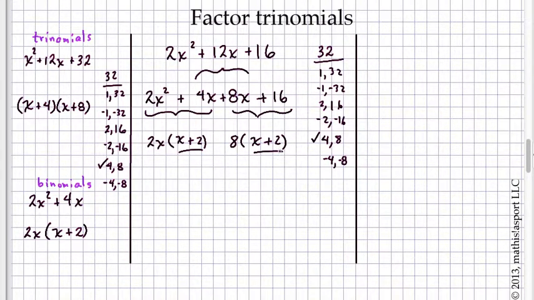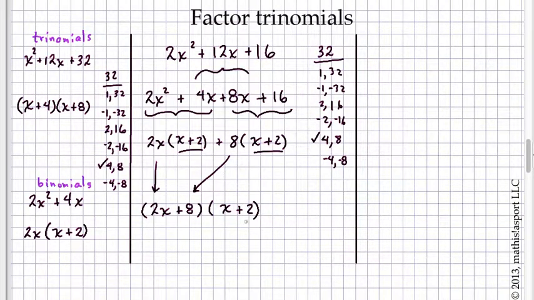You notice that both of these expressions have x plus 2's in them. 2x is multiplied by it, and 8 is also multiplied by it. And so what we're going to do to get to the last step is we're going to take the 2x and the 8. Since they're both multiplied by x plus 2, we'll just write that they're both multiplied by x plus 2. That's it.